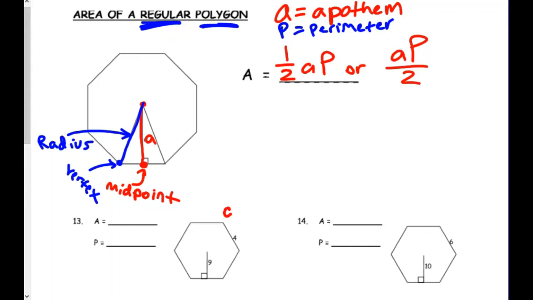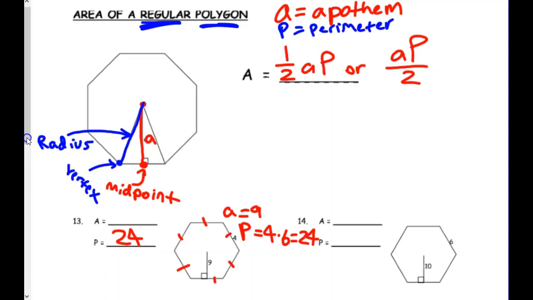Little a is 9. Now P, I need to find the perimeter. I know one side is 4, and there's 1, 2, 3, 4, 5, 6. So 4 times 6 is 24. Okay, now I'm going to write that down right here. I just figured out the perimeter is 24. Does everyone agree? 4 times 6, 24.